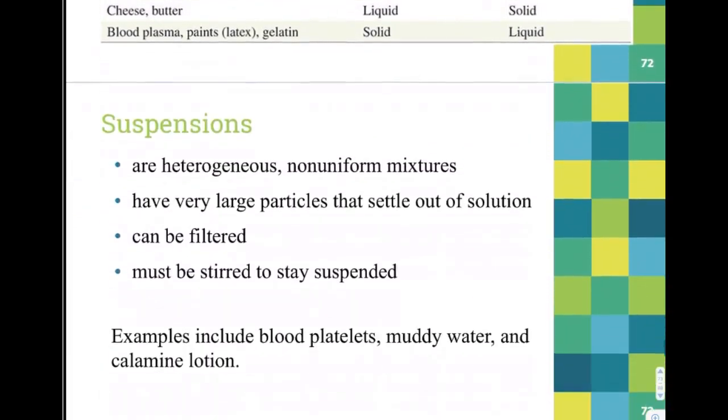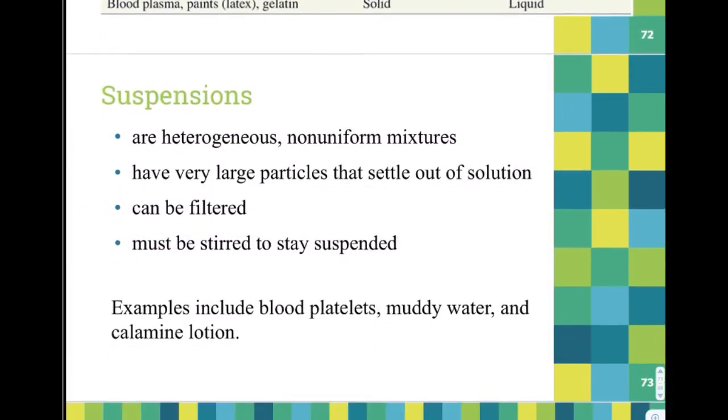And then you have a suspension. So a suspension is heterogeneous. So not talking about a solution or a colloid. A suspension is totally heterogeneous. It has large particles. It can be filtered. So this is like muddy water. Okay, something you have to shake. So I like to say a colloid has small, medium particles and stays suspended.